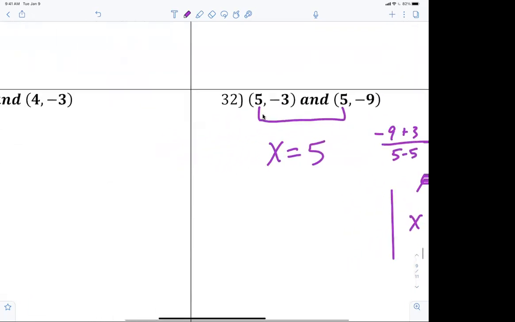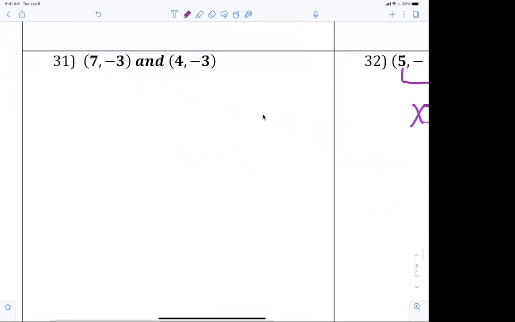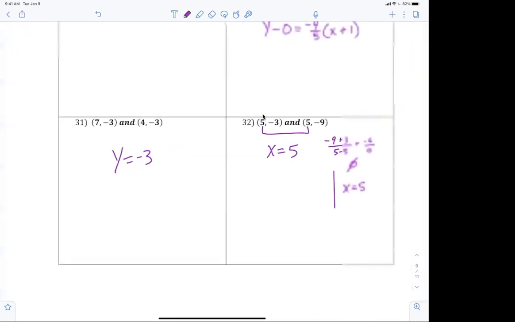Well, what about 31? Oh, did you have... We didn't do that. We didn't get to it last week. So what's the answer to 31? Everyone should be able to look at 31 and say, obviously the answer is y equals -3. That is true.